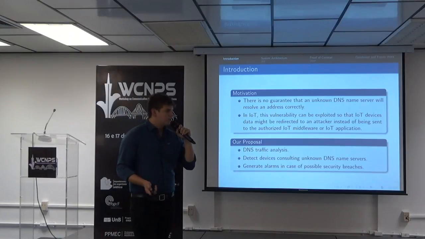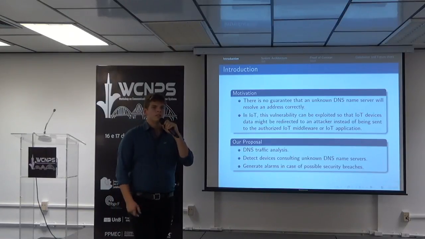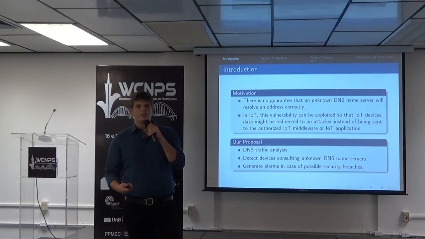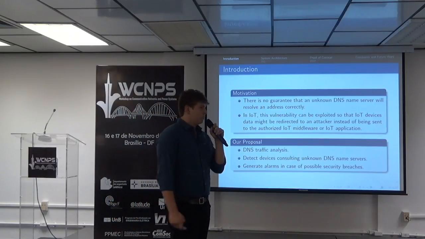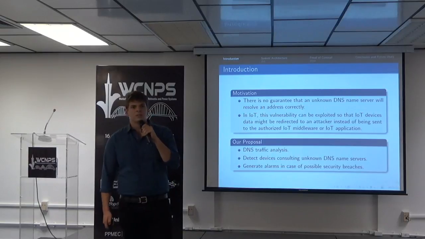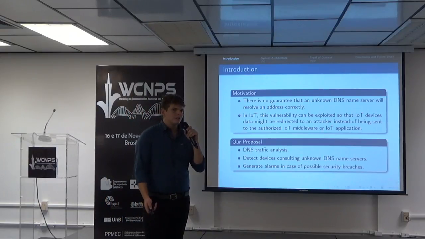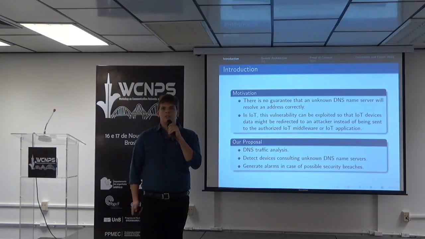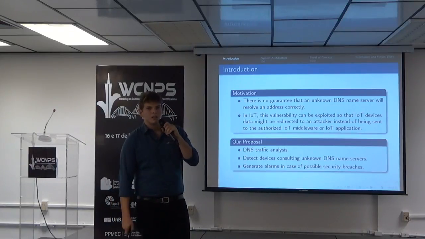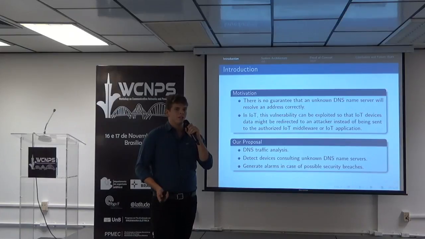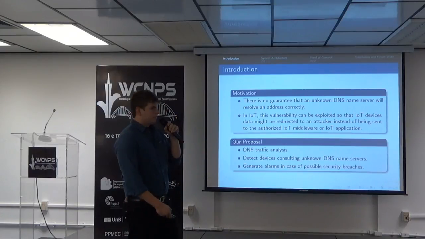But whenever a device wants to send information to the cloud, it needs to resolve the address from that cloud. And because of that, it uses DNS, of course. And whenever it uses DNS, we cannot be certain whether the name is going to be resolved correctly, because we don't know the identity of the DNS server.